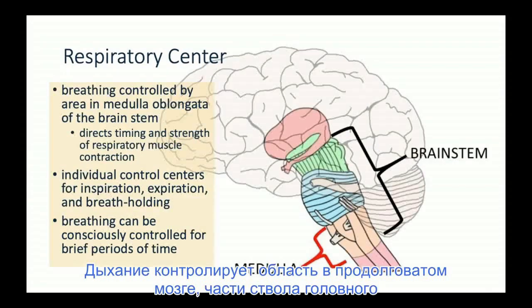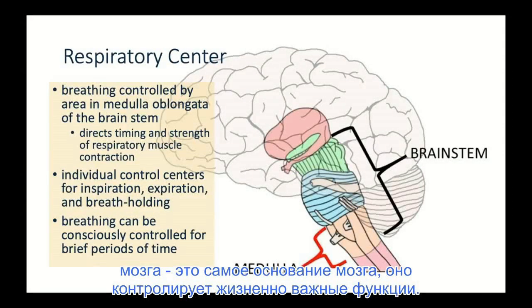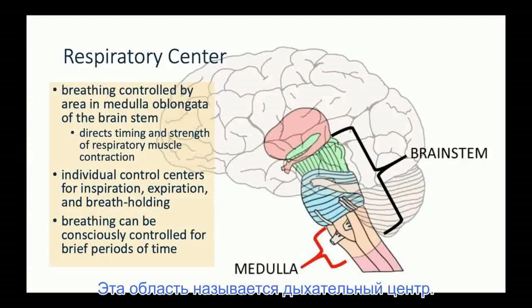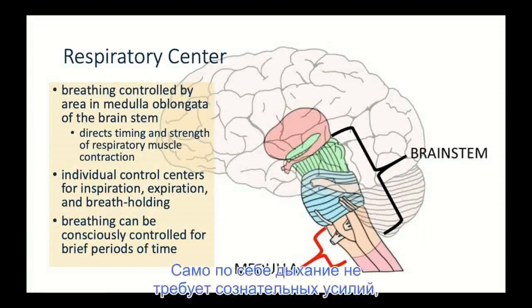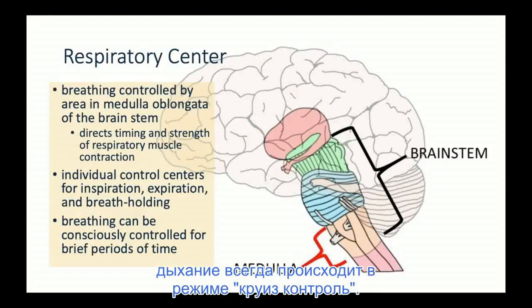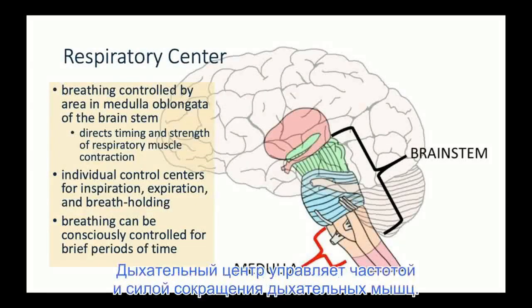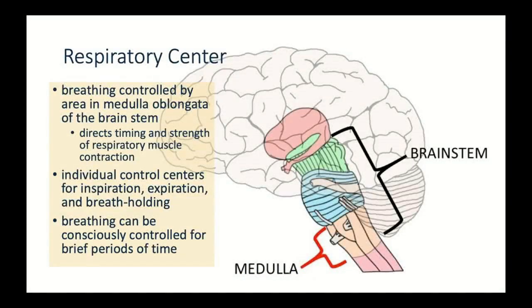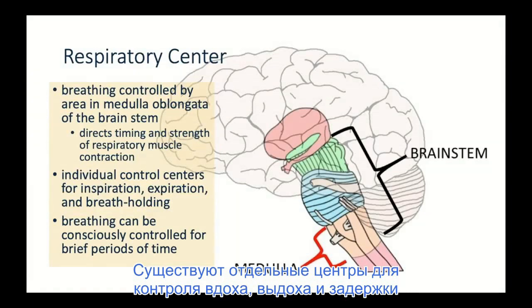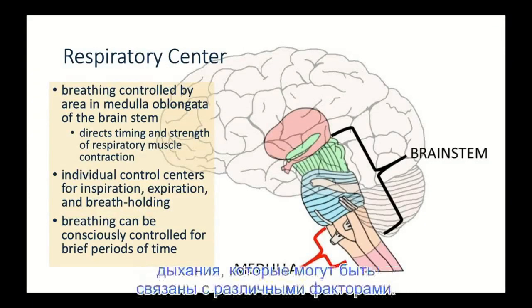Breathing is controlled by an area in the medulla oblongata of the brain stem, the very base of the brain, important for basic functions of life, and that is called the respiratory center. Breathing overall does not require conscious effort. Our breathing always goes into cruise control. This respiratory center directs timing and the strength of respiratory muscle contractions. There are individual control centers for inspiration, expiration, and breath holding, and they can be linked to various factors.